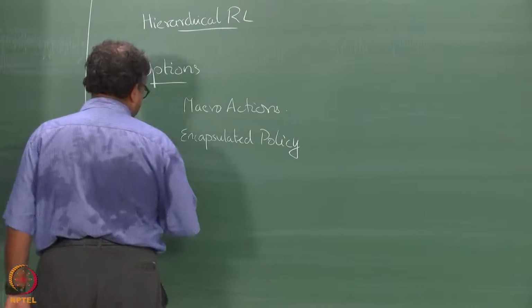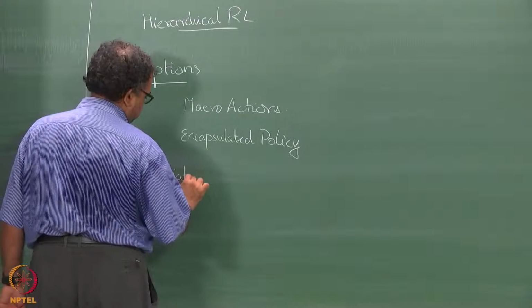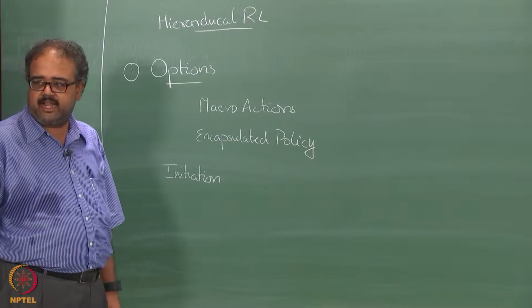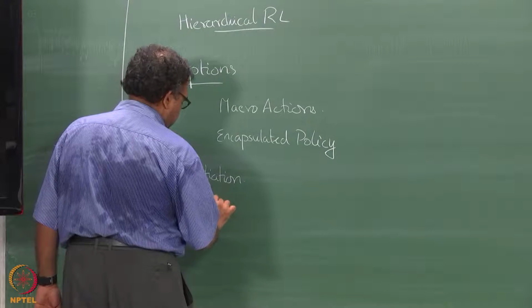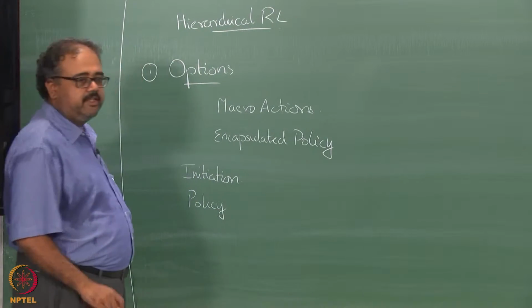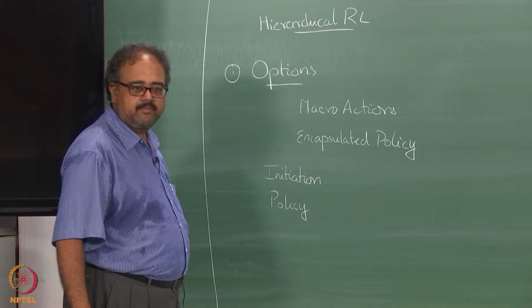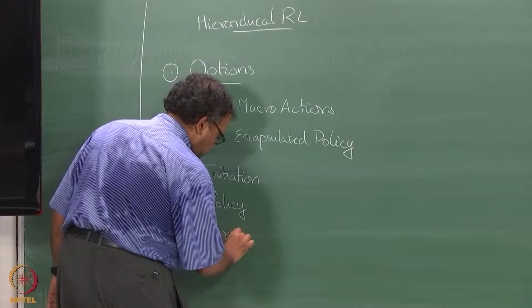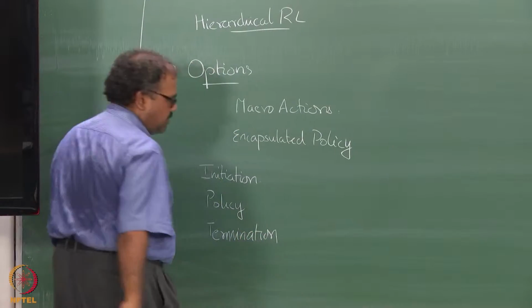So if I want to specify a useful macro action, I need something that tells me where the initiation can happen, right? Then I need a policy to use while the macro action is executing, and then I need a termination.